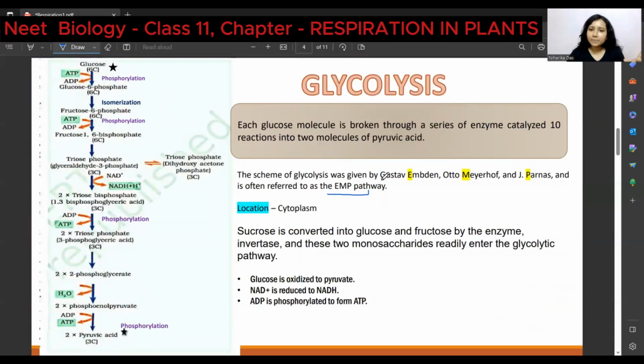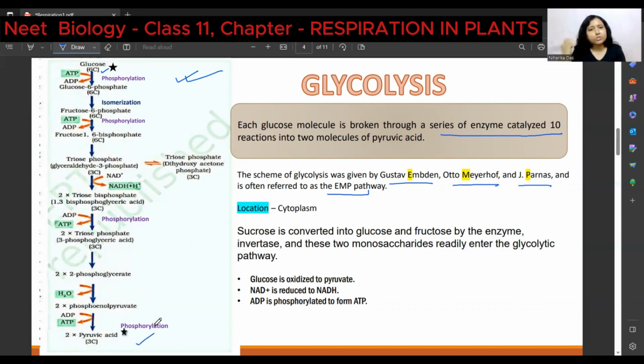So why is it called the EMP pathway? Because the scheme of the glycolysis that we can see here was given by Gustav Embden, Otto Meyerhof, and J. Parnas as well. So what is happening here? Each glucose molecule that we can see here is broken down by a series of 10 enzyme-catalyzed reactions into two molecules of pyruvic acid.